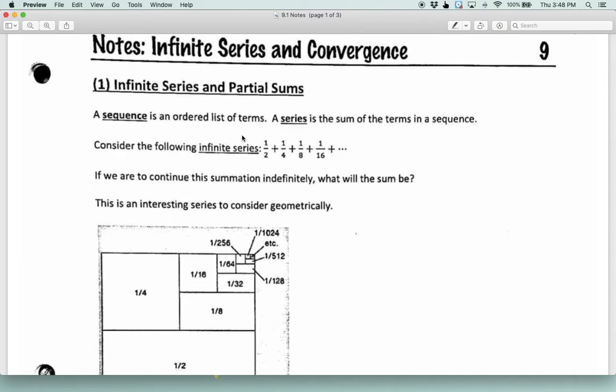So the question is, if you add up an infinite number of things, is it possible that there is a finite result? And the answer is yes. We've seen that with the improper integrals that we looked at. You can find the area under a curve from 1 to infinity and have it approach a finite value. That's a similar strategy we're going to look at here.